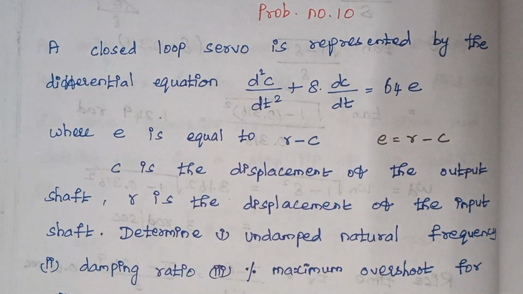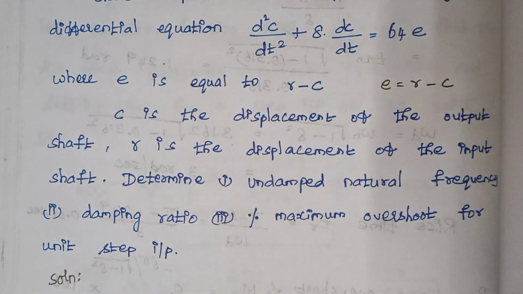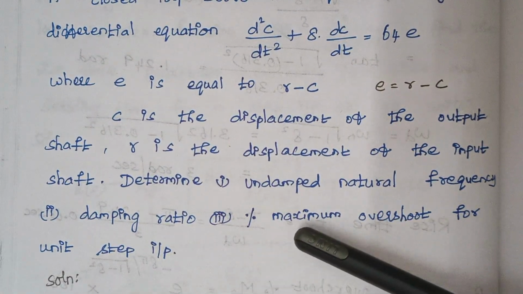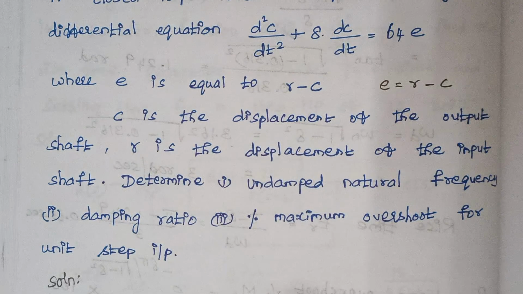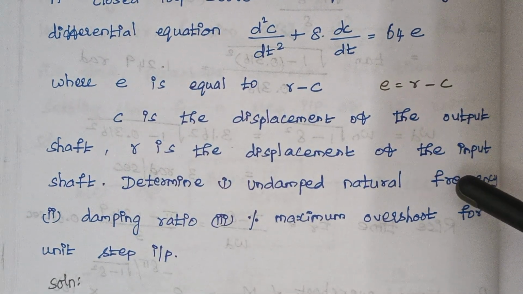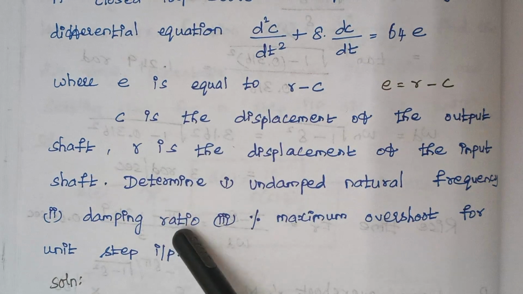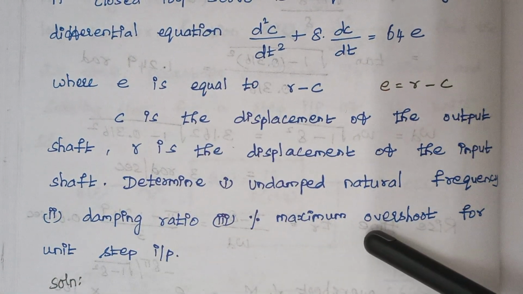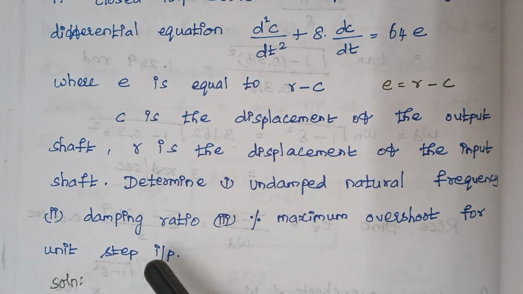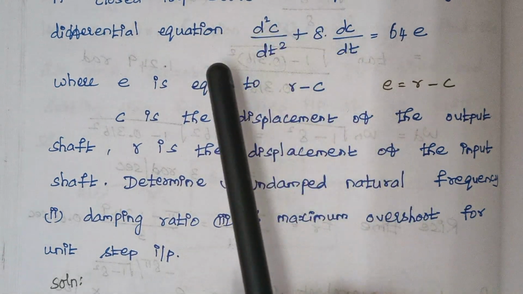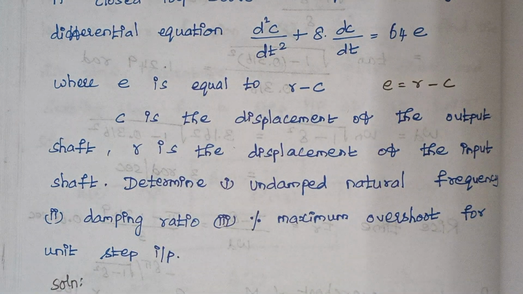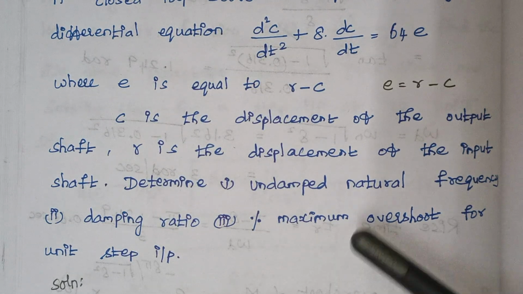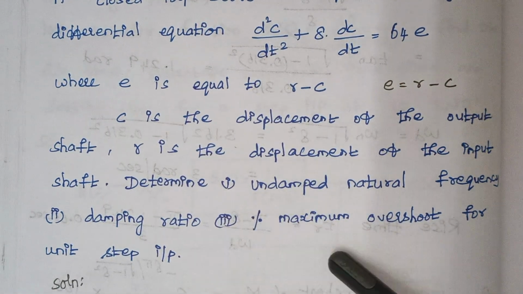The next thing is find undamped natural frequency, damping ratio, percentage maximum overshoot for unit step input. Finally, we are asked to find the undamped natural frequency, that is omega n, damping ratio, that is zeta, and maximum overshoot value for unit step input, right? So here the differential equation is given, and our first step is we have to form an equation in the form of C of S by R of S, right? So that it is easy for us to find the undamped natural frequency, the damping ratio, and the overshoot.